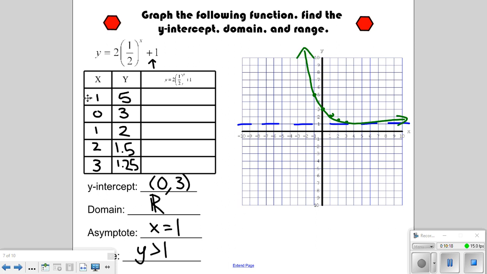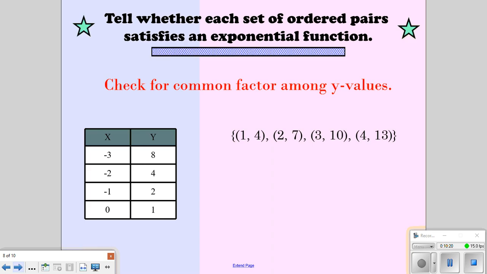Our next slide here is to decide if a function is an exponential function, and we actually already talked about that earlier. We said you have to look at the growth factor here. So basically what we need to do is figure out our pattern for our y values right here. That's what our goal is.